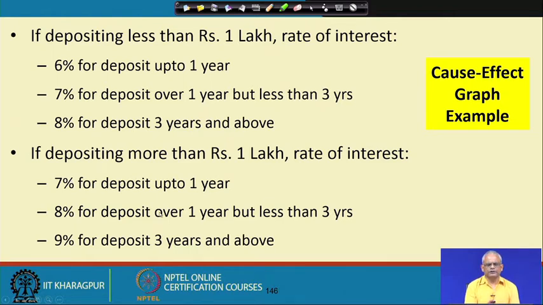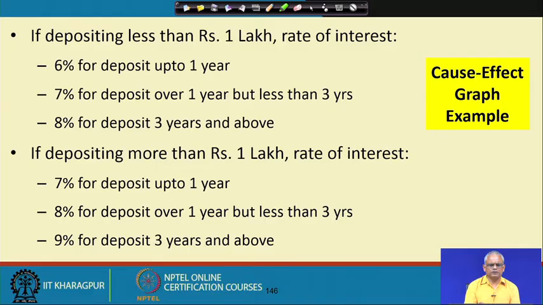Now, we want to develop the cause effect graph for this, and then once we develop the cause effect graph, we will translate that into a decision table, and then the decision table will give us the test cases. First, let us do the cause effect graph. The cause is the conditions on the input, and the action is the output.